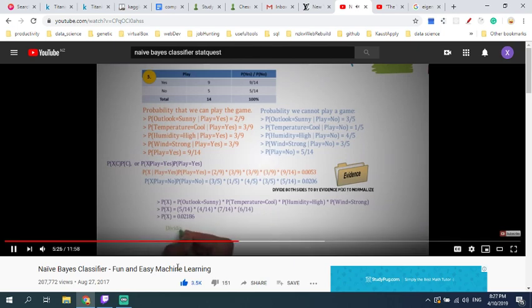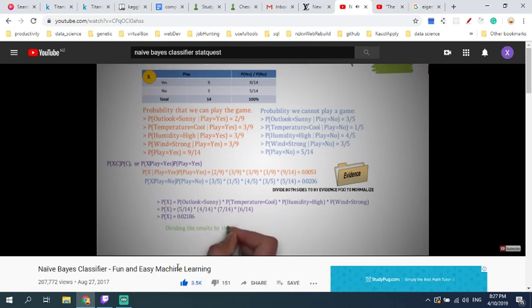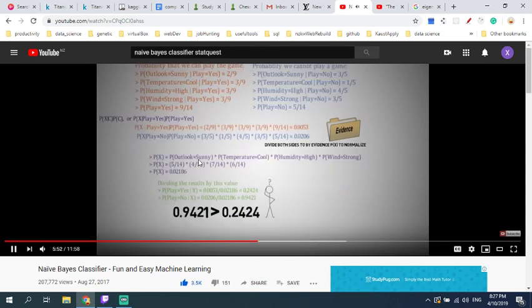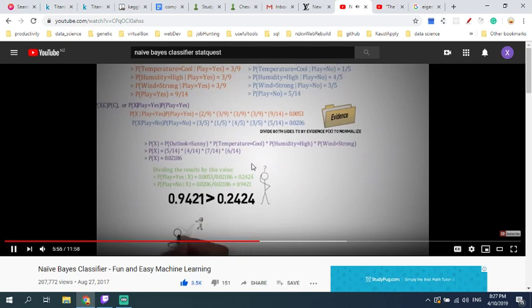And then dividing the results by this value, we get the probability that we played golf given x, and this gives us 0.2424, as well as probability that we don't play given an x condition, where we get 0.9421. So given the probabilities, can we play the game or not? To do this, we look at both probabilities and see which one is the highest value, and that is our answer. And therefore, since 0.9421 is greater than 0.2424, the answer is no, we cannot play golf today.